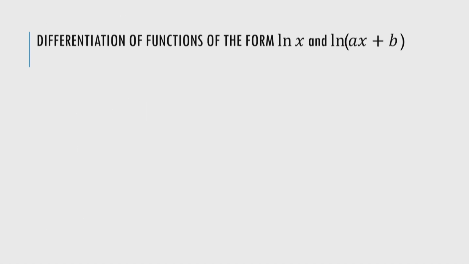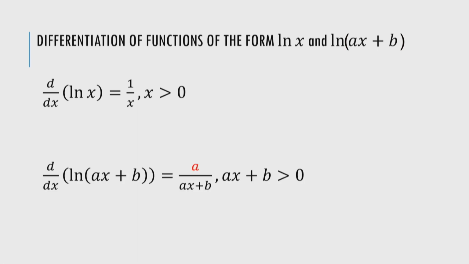Now we are going to have a look at differentiation of functions of the form ln x and ln of ax plus b. Differentiation of ln x with respect to x is equal to 1 over x, where x is greater than 0. Differentiation of ln of ax plus b with respect to x is equal to a over ax plus b, where ax plus b is greater than 0. Note that the numerator a is the differentiation of ax plus b.